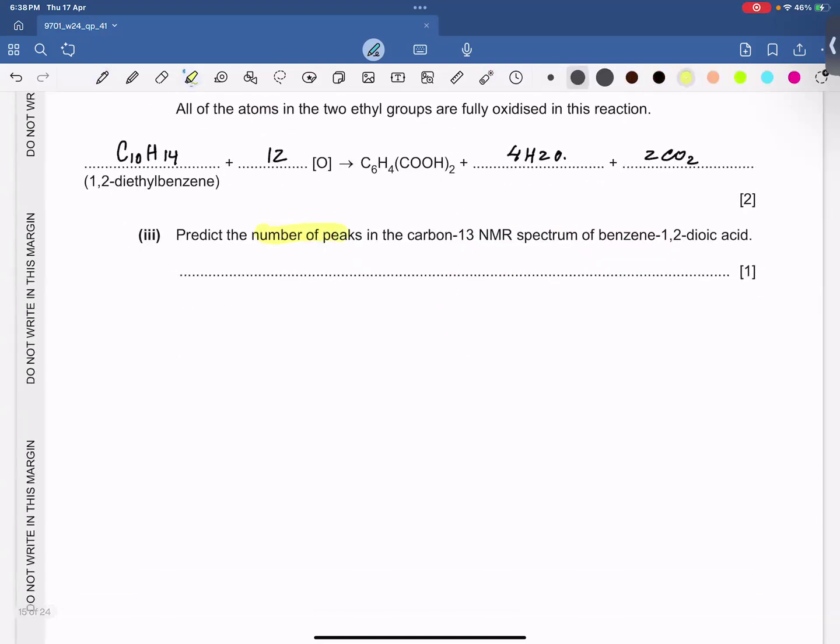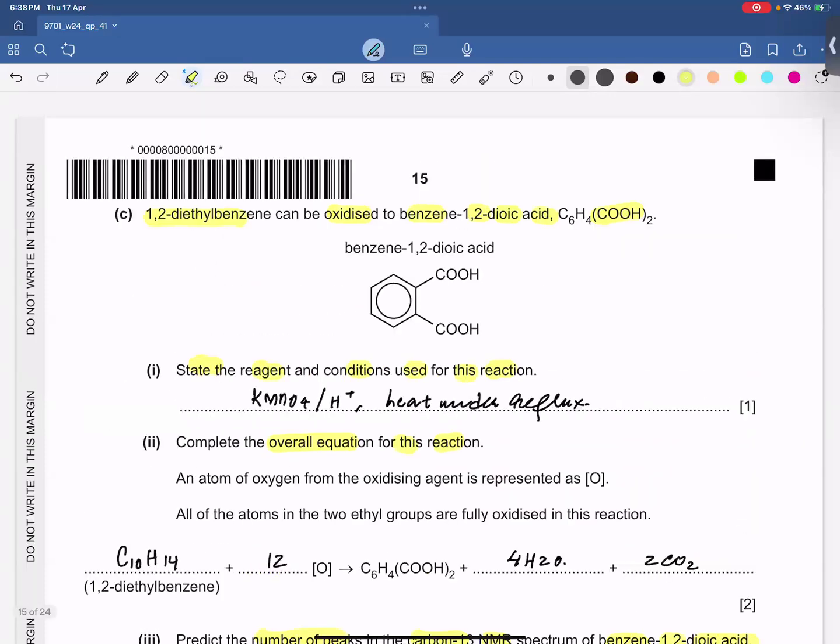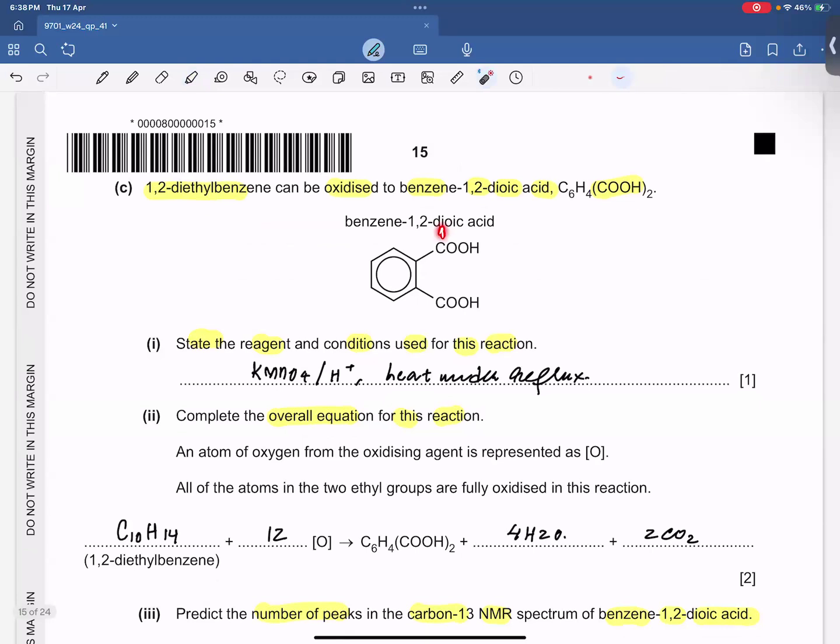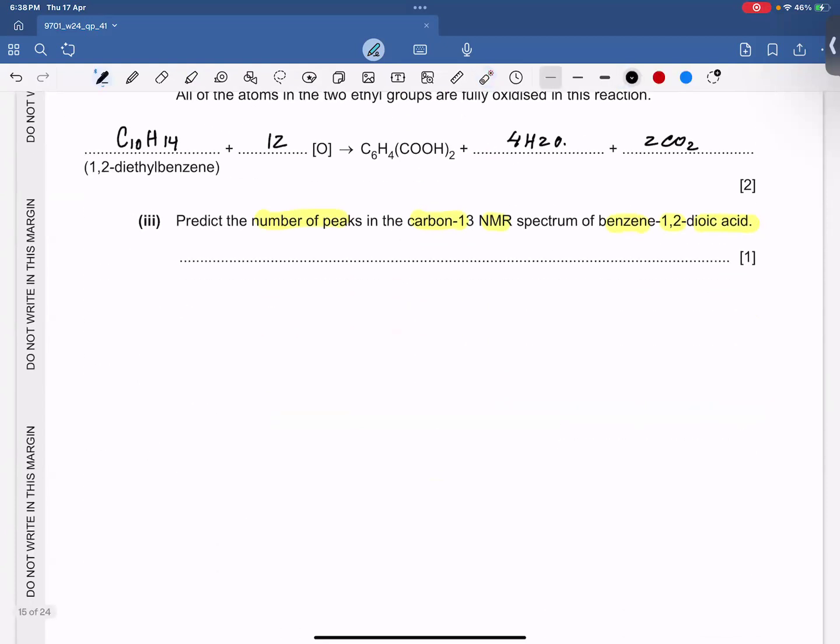Predict the number of peaks in carbon-13 NMR spectrum of benzene 1,2-dioic acid. This is benzene 1,2-dioic acid. This carbon has the same chemical environment. These two carbons have the same chemical environment because they are attached to the same functional group. These two carbon atoms are attached at the same distance. Third, these two carbon atoms are also attached at the same distance. Fourth. So I believe there are 4 chemical environments in carbon 13. All right.